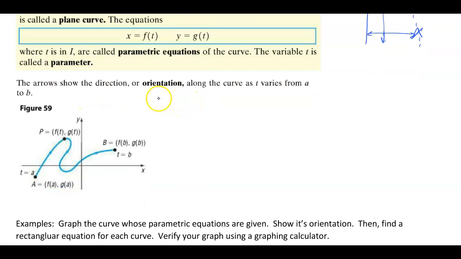When we draw a set of parametric equations, we always want to think about orientation. Orientation is the direction. So think about if we have a particle that's moving along some kind of graph, how is that particle moving? And that orientation is going to show us that. And we can show that when we draw a picture by looking at these little arrows.